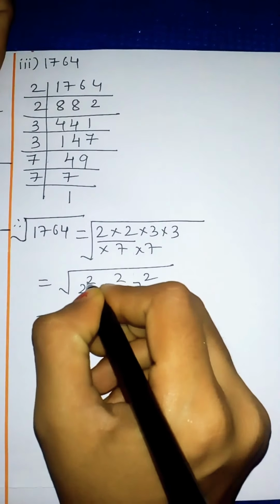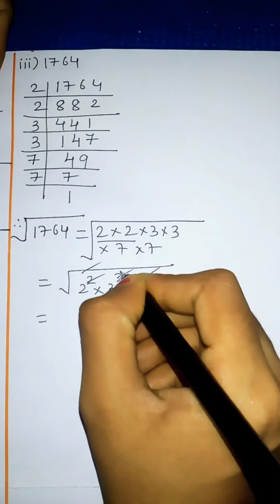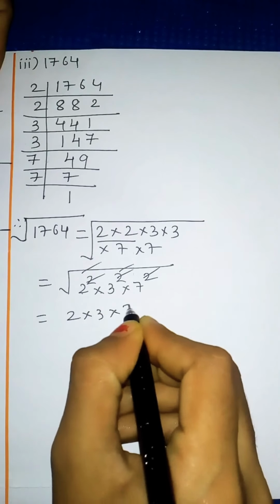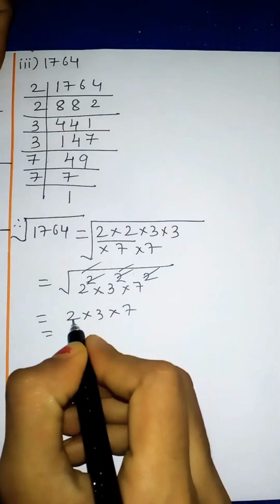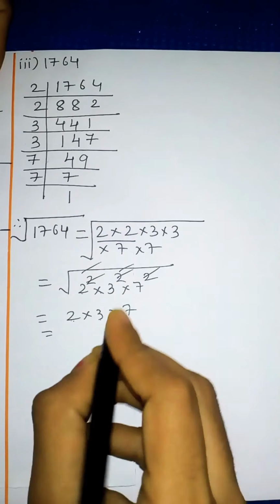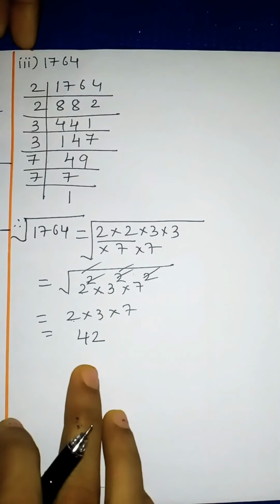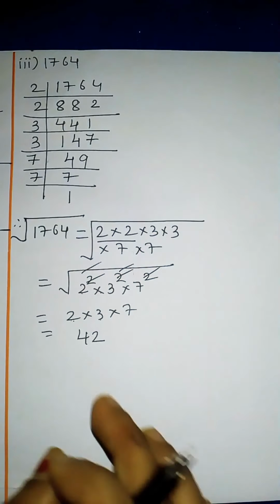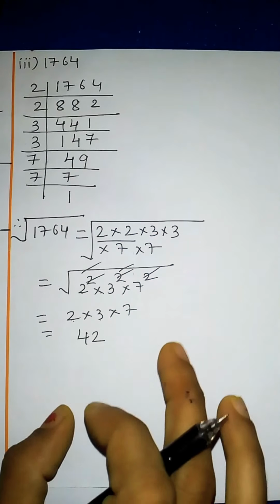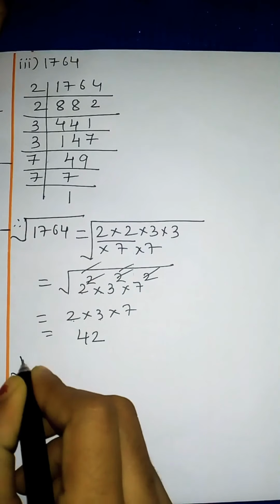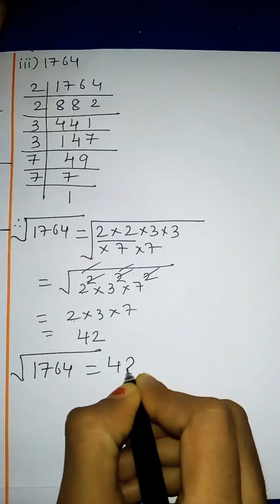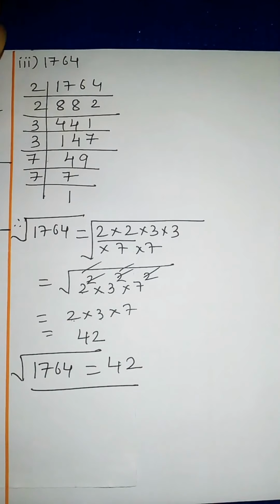Now as I told you, this square gets cancelled with this root. So only 2 into 3 into 7 is left. Now we will multiply this: 2 3s are 6 and 6 7s are 42. So 42 is the square root of 1764, meaning if you do 42 into 42, 2 times, you will get this answer. So the square root of 1764 is equal to 42. This is your answer. Now moving ahead with the fourth sum.